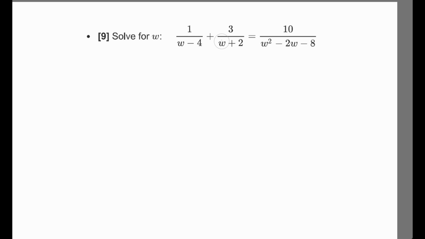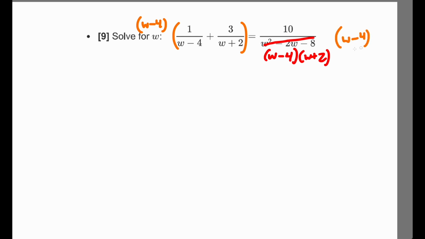In this case, it actually does as well. Not always, but a lot of times it does. So definitely take advantage of that. Just check really quick. Do those two things match? They do. Awesome. Now we're going to multiply both sides by all the denominators. So I'm going to multiply both sides by w minus 4. This by w minus 4 as well.